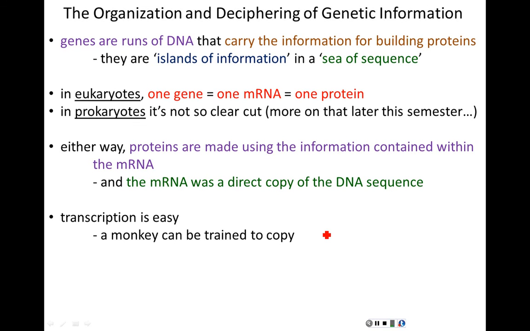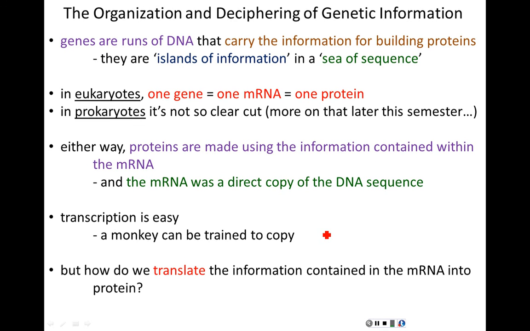I mean, God, my 5-year-old daughter could transcribe a DNA sequence for us if we wanted her to. A monkey could probably be trained to do this. When you see a G, put a C across from it. When you see a U, put an A across from it. That's transcription. Translation, not so straightforward.